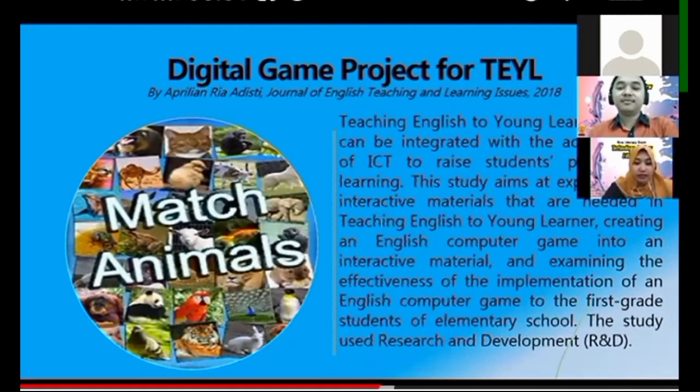So this is the summary of my research. Teaching English to young learners can be integrated with the advancement of ICT to raise students' potential in learning. This study aims at explaining the interactive materials that are needed, especially in teaching English to young learners, then creating an English computer game as interactive material, and examining the effectiveness of implementing an English computer game for first grade students of elementary school. So my subject is the first grade student of elementary school, kelas 1 SD. The study used research and development. Next, please, Mas Anjar.